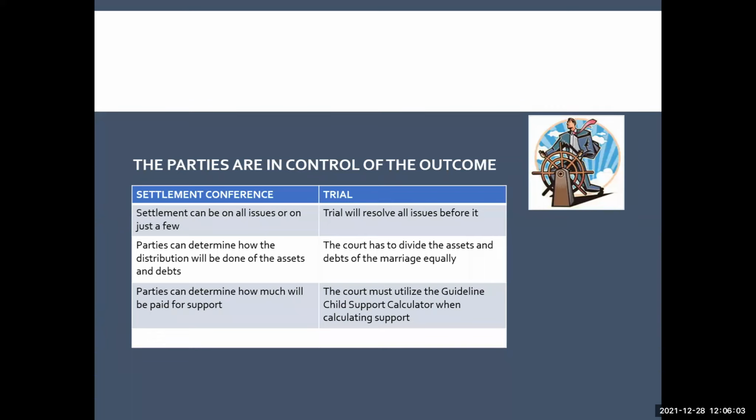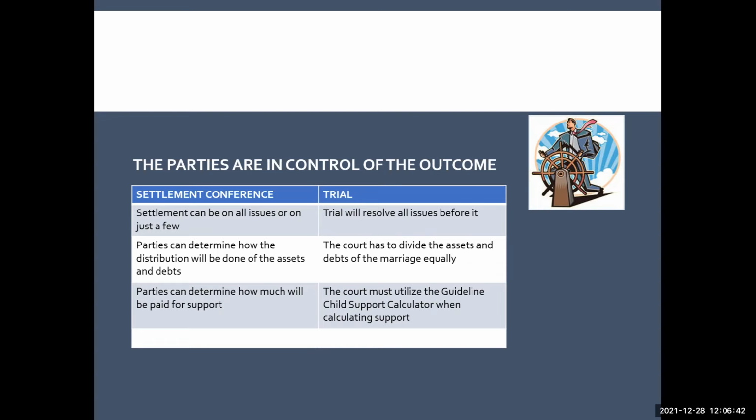The next advantage to a settlement conference over trial is that with a settlement conference, you are in control of the outcome. You're at the helm. If you were to go to trial, you're at the whims of the wind, because it is the judge who is at the helm and in control of your fate. Your settlement conference can resolve all of the issues, or maybe you can only resolve a few, thereby limiting the issues that will go to trial. At trial, the judge will resolve all of the issues that are before him or her.